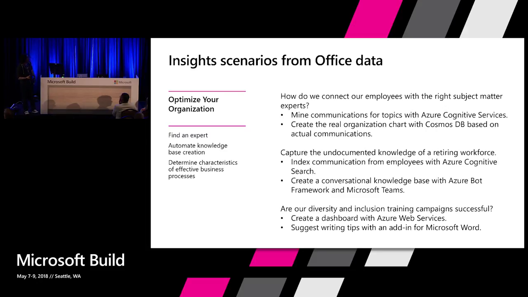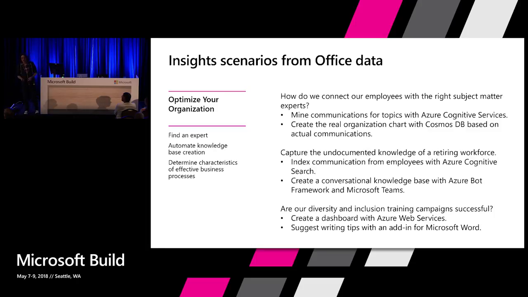Optimize your organization. There's lots of scenarios in this space. How do we connect employees with the right subject matter experts? So we saw a little bit of this with Harmony, but also taking into account which users are experts on this topic. You can mine the conversations with topics with Azure Cognitive Services and use the topic extraction. You can create the real organization chart by creating a graph in Cosmos DB. So this is the org chart, not that your HR system represents, but who is actually communicating with each other. Capture the undocumented knowledge of a retiring workforce.